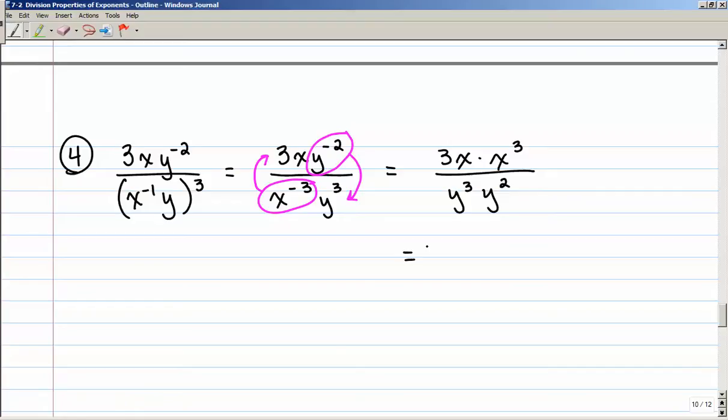So let's just pull those things together. That's going to give me a 3. x to the 1 times x to the 3rd is x to the 4th. And then on the bottom, y to the 3rd times y squared is y to the 5th.